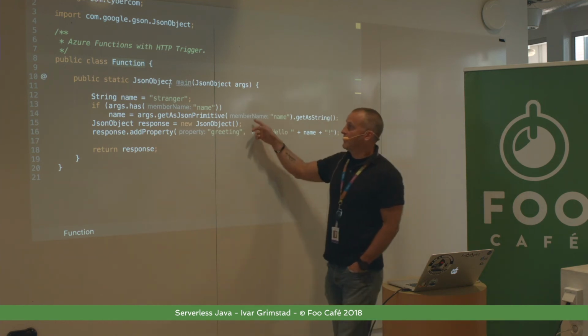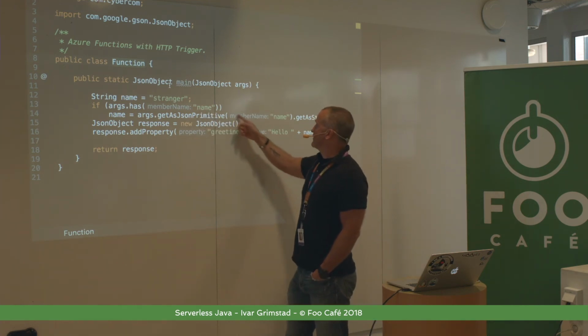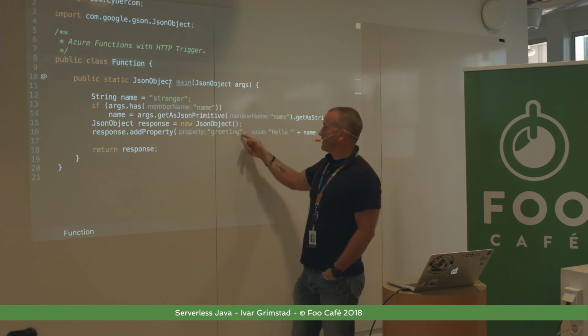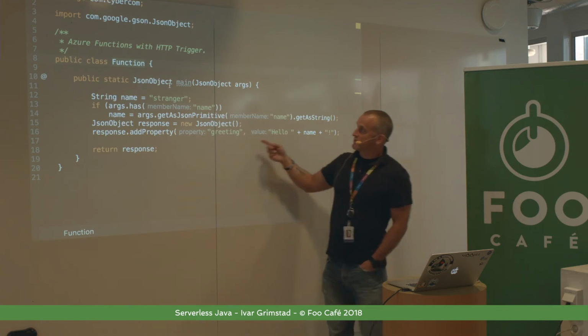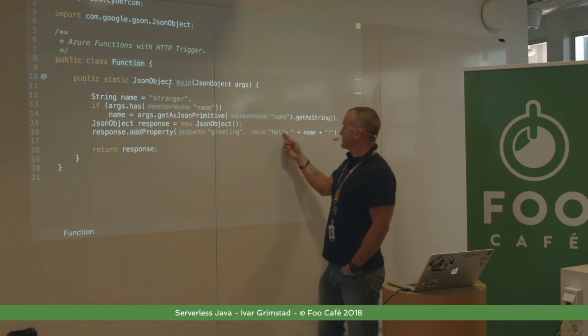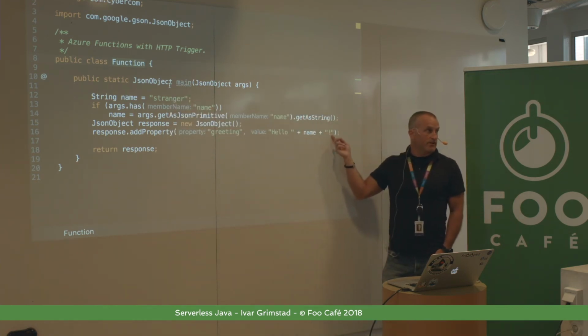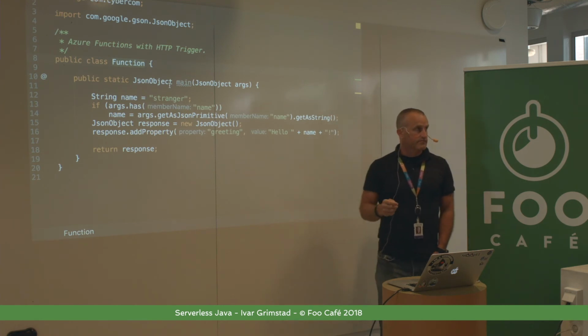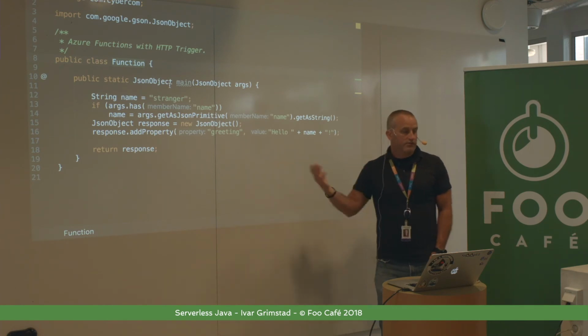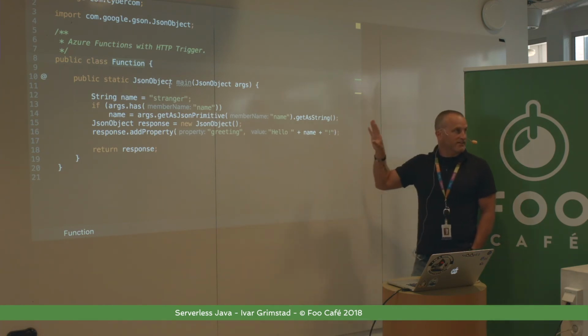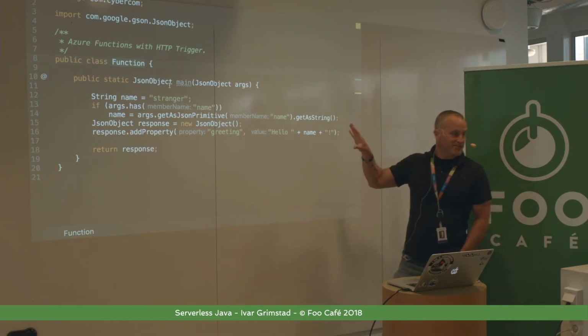And here I can get the name from the JSON input and return also a JSON object with a greeting saying hello, whatever name I got in. Oh yes, you can probably get it there. They just didn't have it in their demo code.